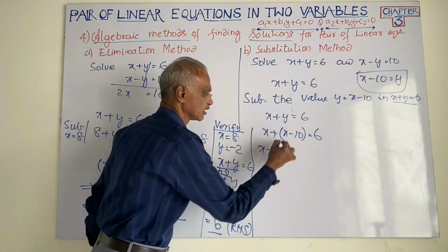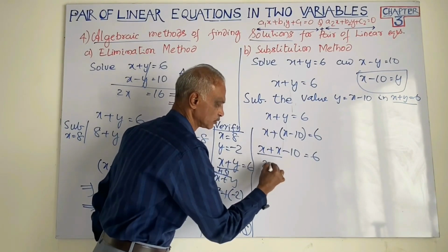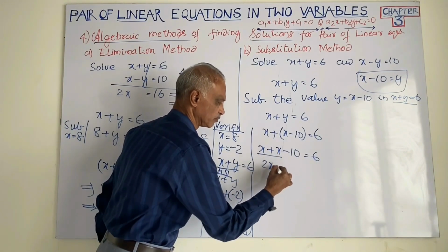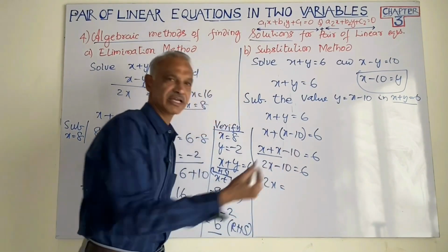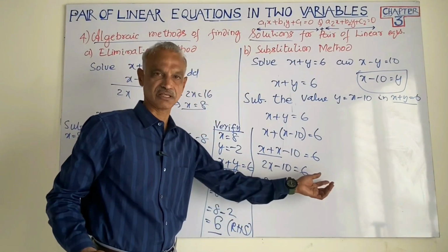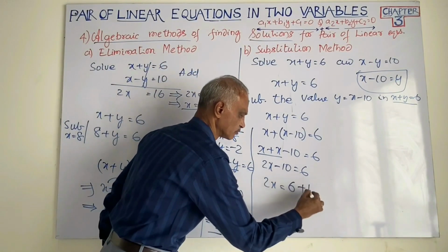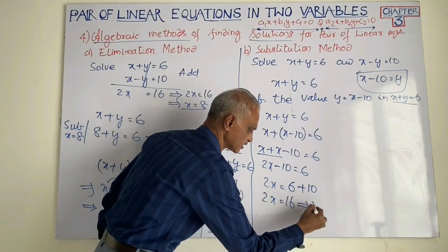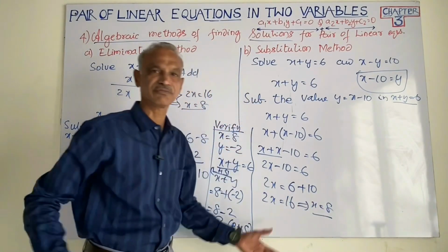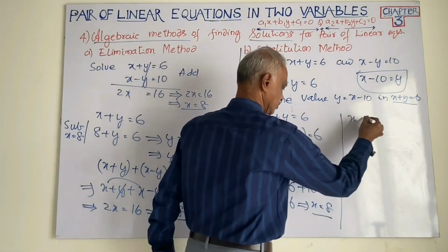X plus x minus 10 is equal to 6. X plus x, 2x, minus 10 is equal to 6. 2x is equal to 6, minus 10 becomes plus 10 in RHS. 2x is equal to 16 and you will get x is equal to 8. What is the value of x? You got 8. You got x is equal to 8.